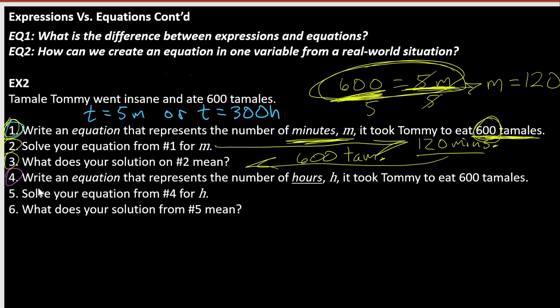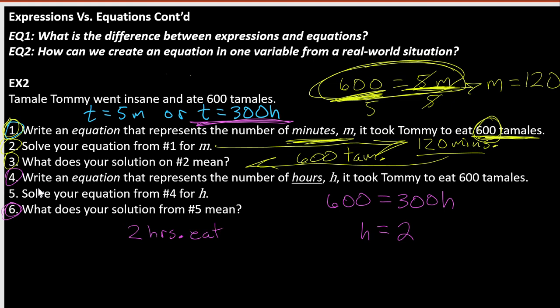Okay, so write an equation that represents the number of hours it takes him to eat the 600. Same idea: 600 equals 300 times h. We're using this equation now because we're talking about hours. Same idea, we divide by 300 and we get that h equals 2. So what does it mean? Kind of answers number 4 and 5 at the same time. What does our solution mean? Well, it takes him 2 hours to eat 600 tamales. And of course, 120 minutes, 2 hours, same thing.